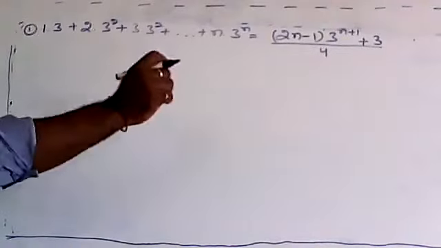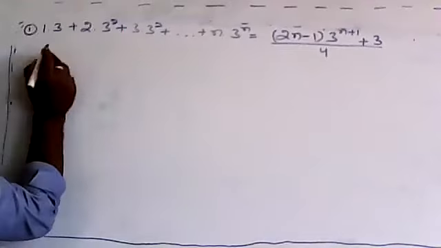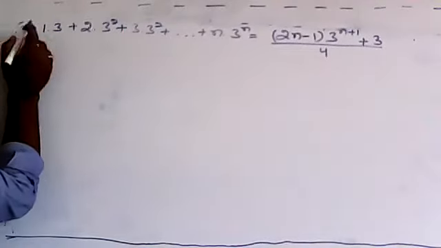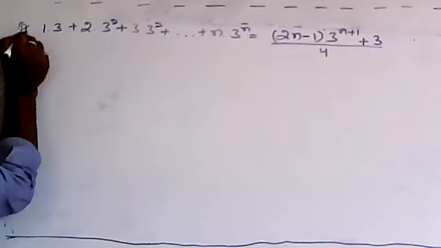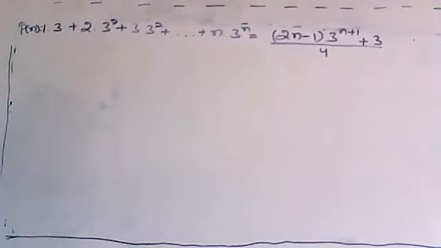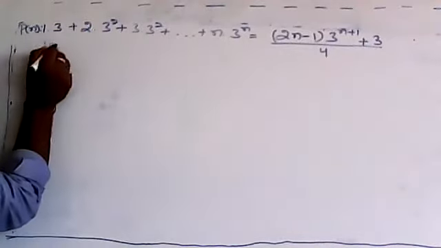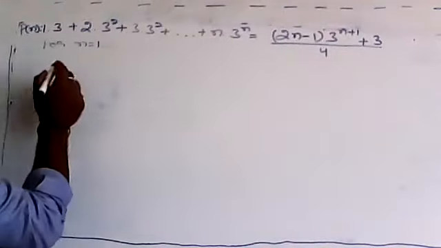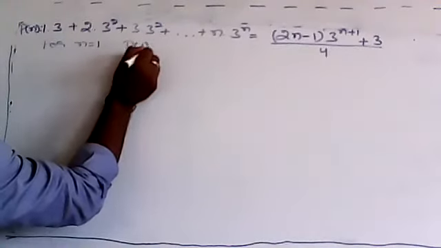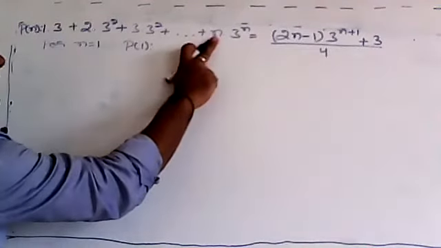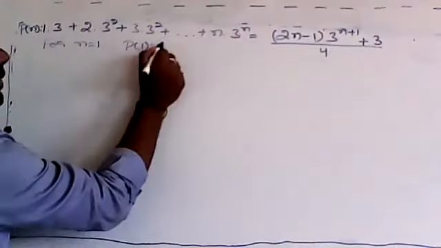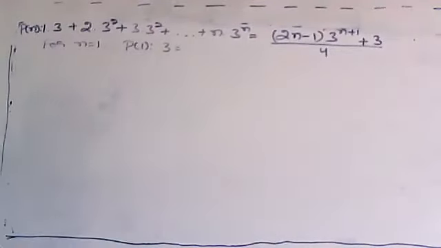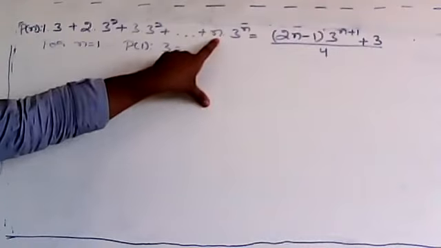Okay, see now, first one. I'm considering all of these as P of n, correct or not? So first, for n equal to 1, in the place of n we are going to put 1 there. So what do I get? P of 1, correct? The nth term is this one, n is 1, and 3 to the power of 1 is 3 itself.